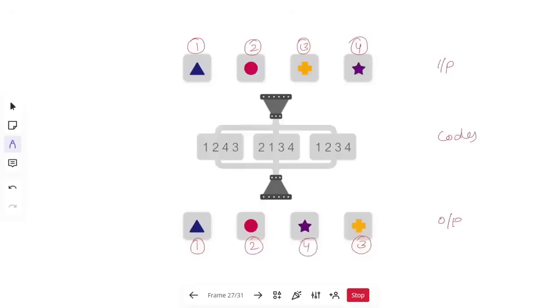So this will be the correct answer in this case, because our input is going through this code to get the output which is given to us. Okay, so I hope you are understanding how we are finding the answers. So the answer for this will be 1, 2, 4, 3. Okay, moving on to the next question.